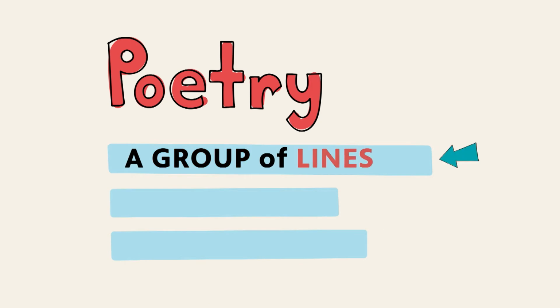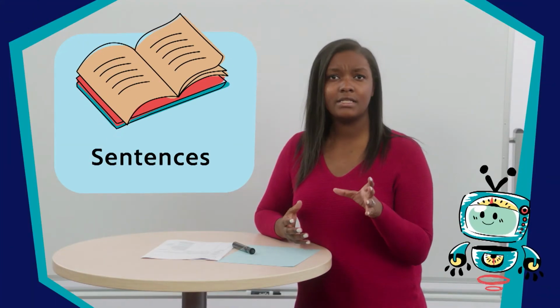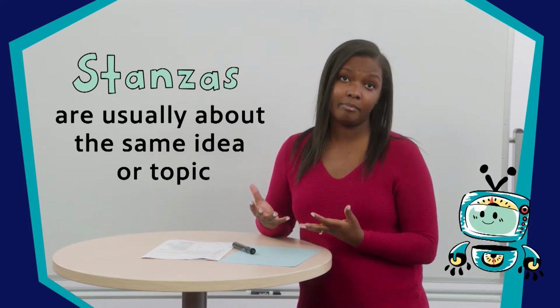A group of lines in a poem is called a stanza. Just like a novel has sentences that form paragraphs, poems have lines that form stanzas. Each stanza is usually about the same idea or topic.